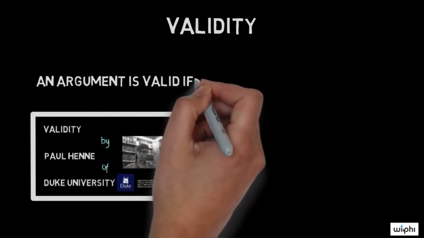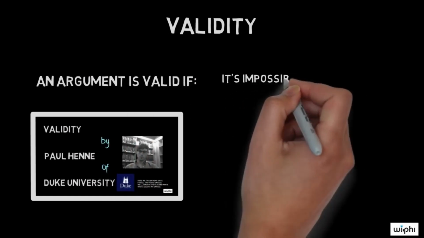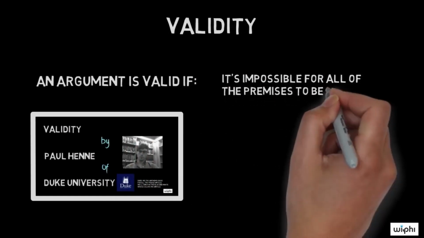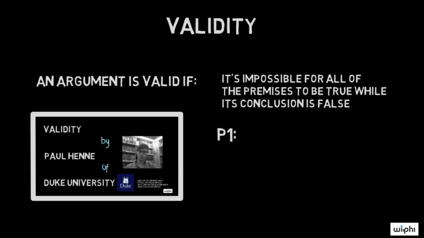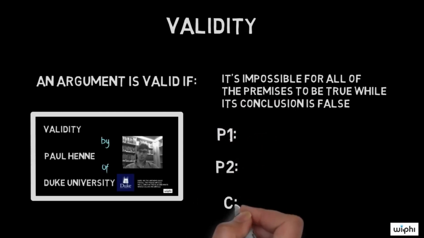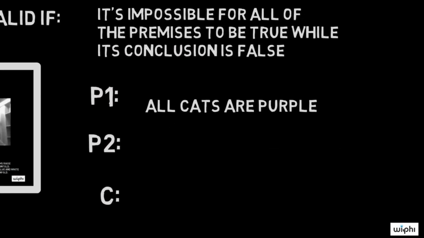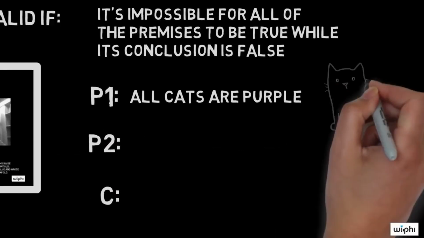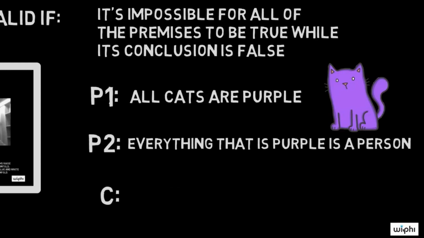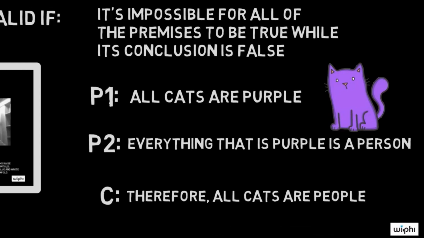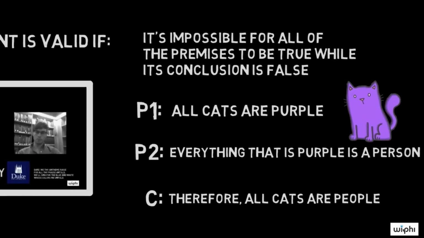As you learned in the video on validity, an argument is valid if it is impossible for all of the premises to be true, while its conclusion is false. For example, the following is a valid argument. Premise 1. All cats are purple. Premise 2. Everything that is purple is a person. Conclusion. Therefore, all cats are people.